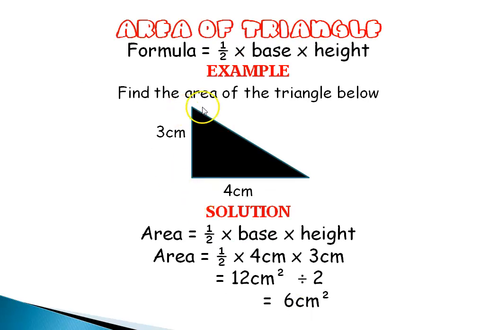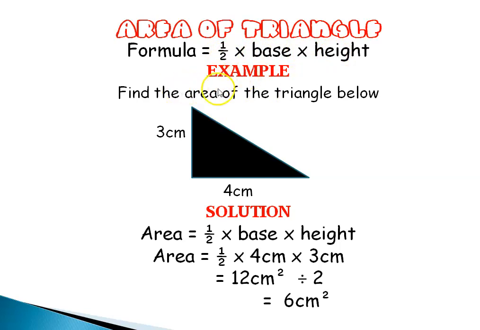Then let's look at a triangle. Area of a triangle. The formula says 1 over 2 times base times height. It's very important that you know this formula because when you know the formula, you will know how to apply it. But if you don't know the formula, then you don't know what to do. So make sure you learn the formula. Area of a triangle again is 1 over 2 times base times height.